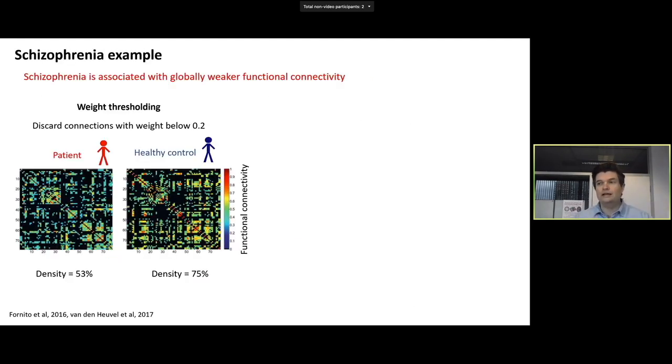This difference between weight and density-based thresholding comes up in patient control comparisons. And so this is an example in schizophrenia. In general, what we see in schizophrenia, functional connectivity is weaker in patients compared to healthy controls. So if we apply a weight-based threshold, so if we remove functional connections with a correlation below 0.2, we see that there's a striking difference in connection density between the patient and the healthy control, 53 by 75. And this would potentially confound any subsequent network analyses.